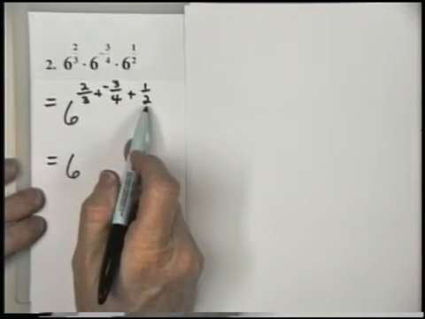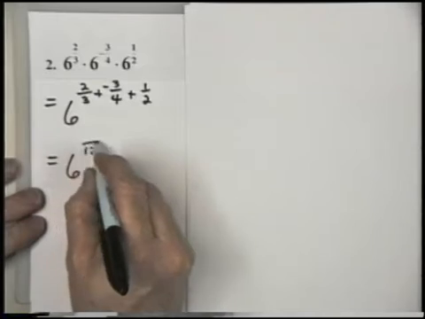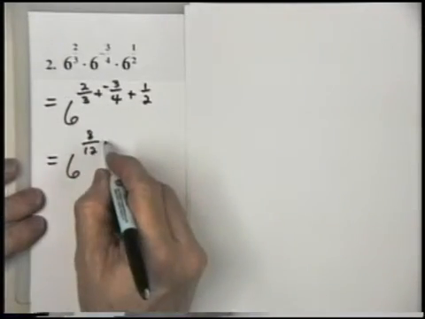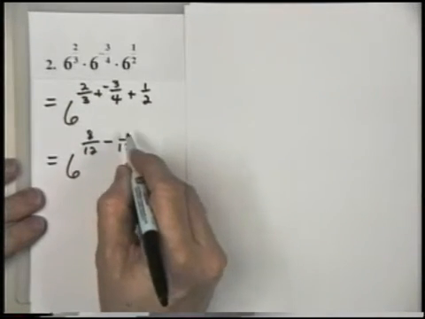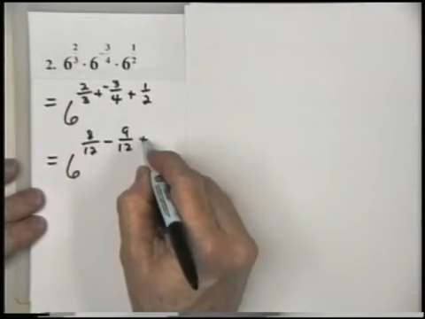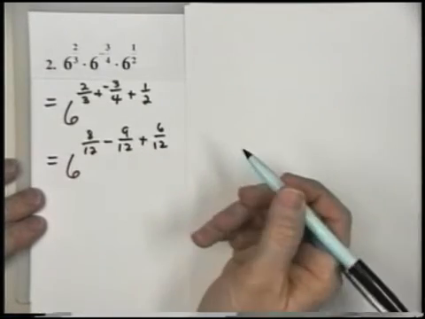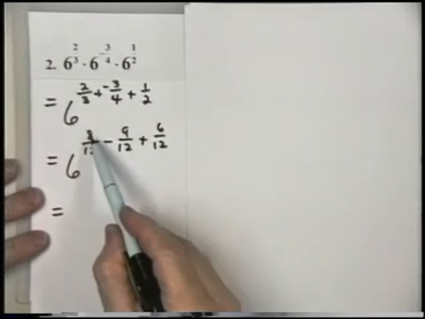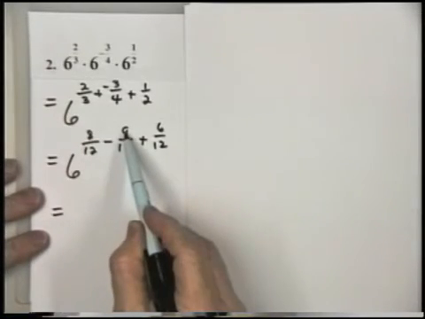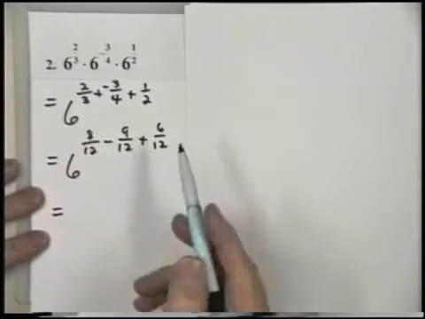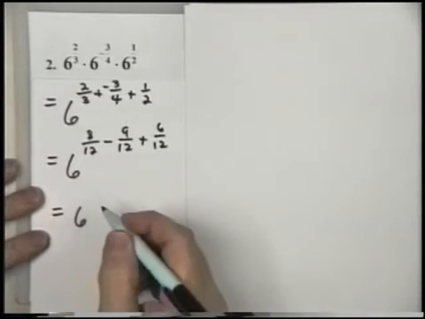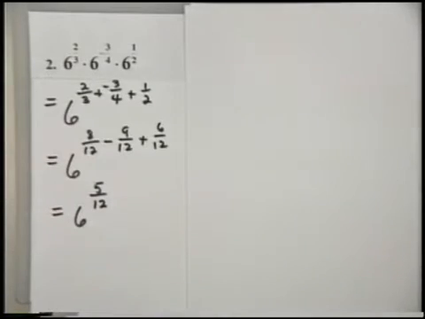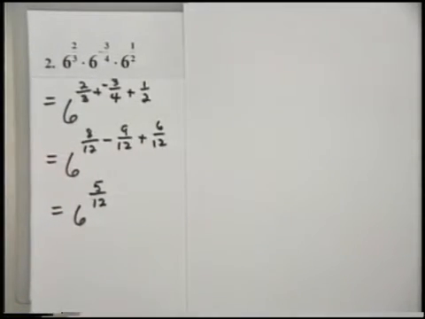Well, common denominator, let's change each one of them to 12ths. So this would be 8/12 minus 9/12 plus 6/12. And just add those together. That's 14 minus 9. 14 minus 9 is 5/12.